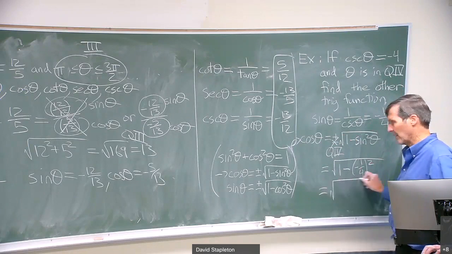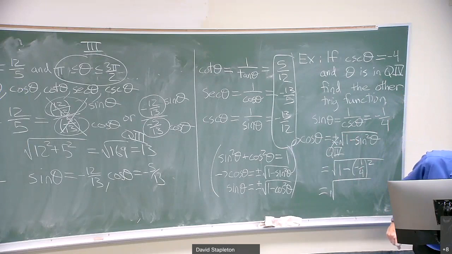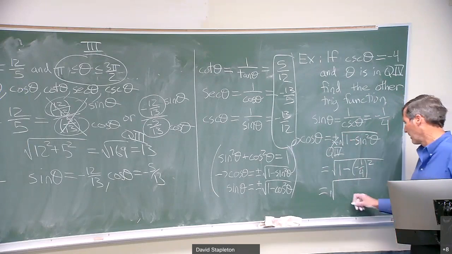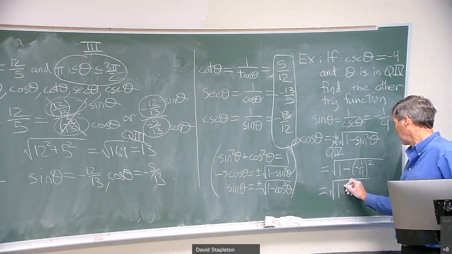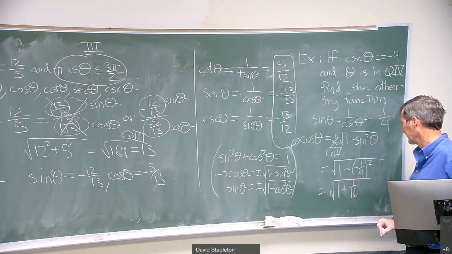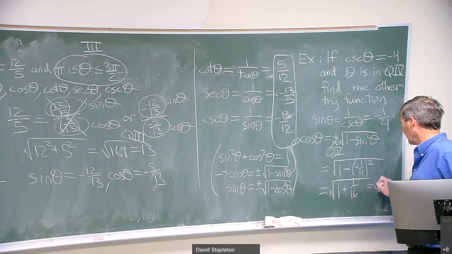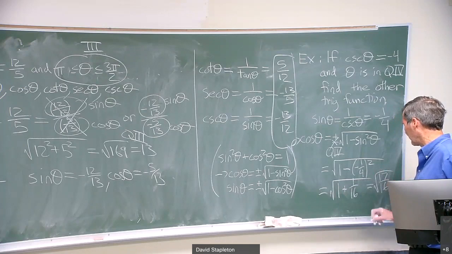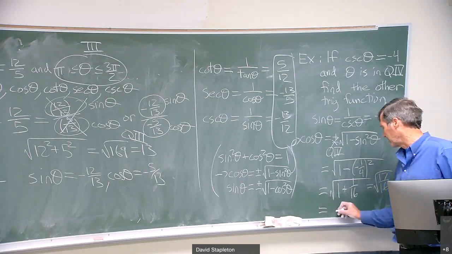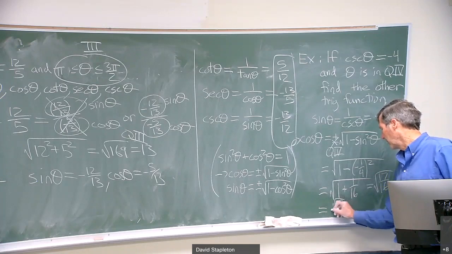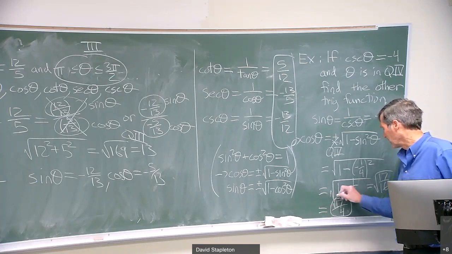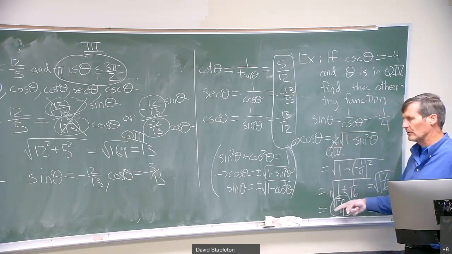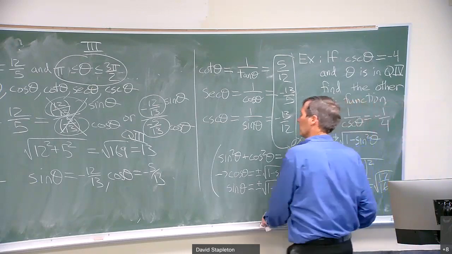And now you have to do your fractions here. This is 1 plus a 16th, the square root of, well, 16 sixteenths and 1 sixteenth is 17 sixteenths. And then I want you to reduce that, because 16 is a square. You can say it's the square root of 17 over 4. There's cosine. Now, once you know sine and cosine, you know how to do all the trig functions immediately.